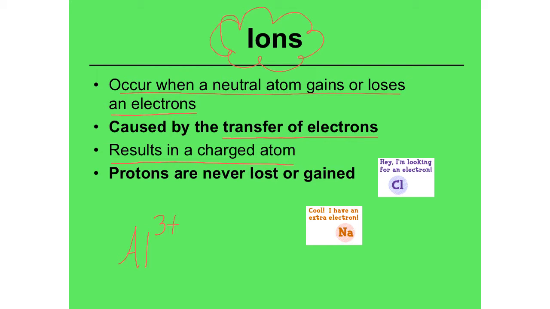As a reminder, protons are never gained or lost because if we change the number of protons, that would change what the atom is, because that would change the atomic number. So if you have aluminum, you have to have 13 protons or else it wouldn't be aluminum. So we're not going to be gaining or losing protons, it would be electrons.